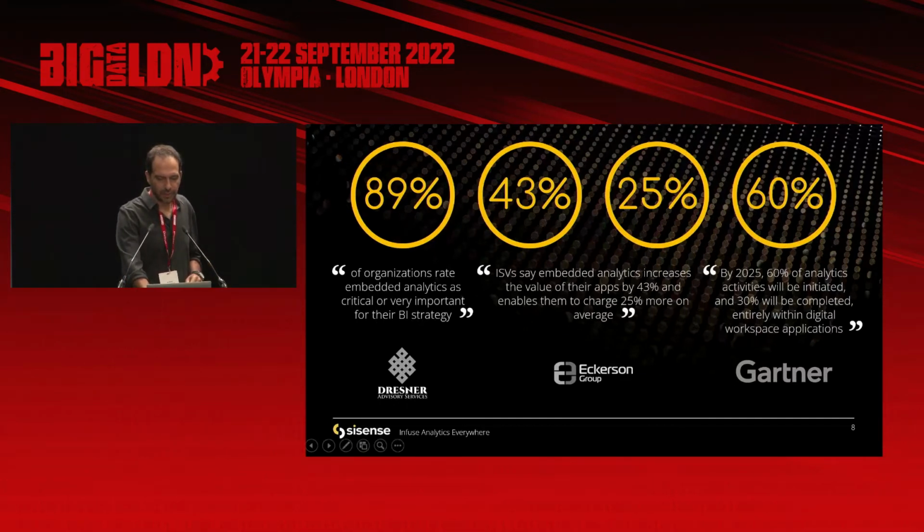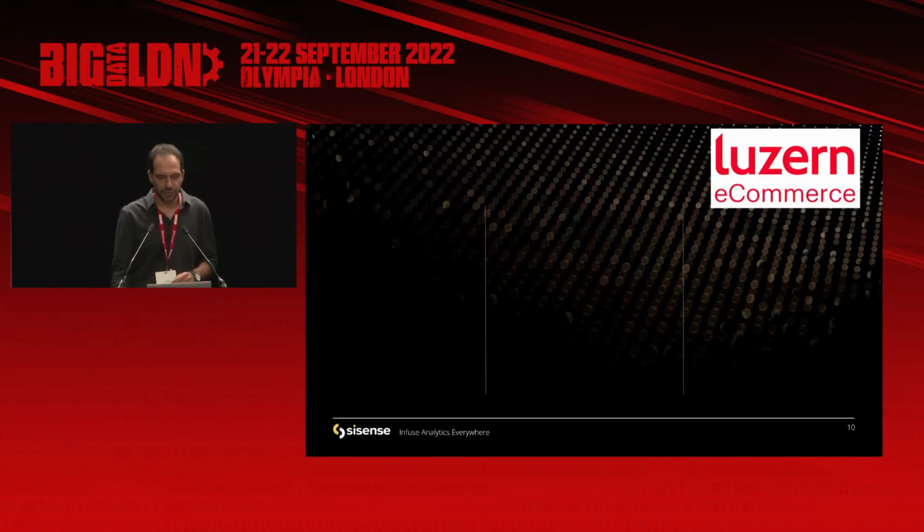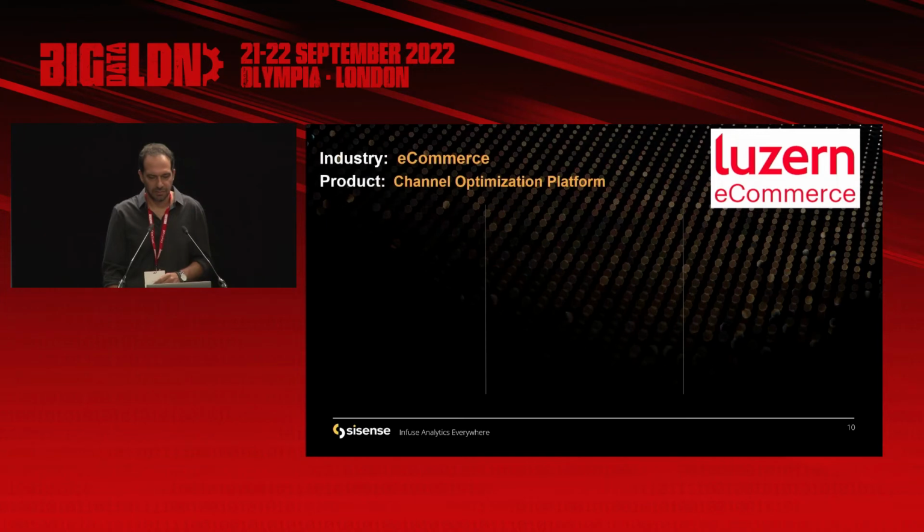Now I want to take a look at 3 examples, right? What are three examples of customers who use Infuse Analytics to really change the way that their customers are using their own product? The first one is Churn. Even though it sounds like a Swiss name, it's actually an Irish-based company. And what they're doing is channel optimization.